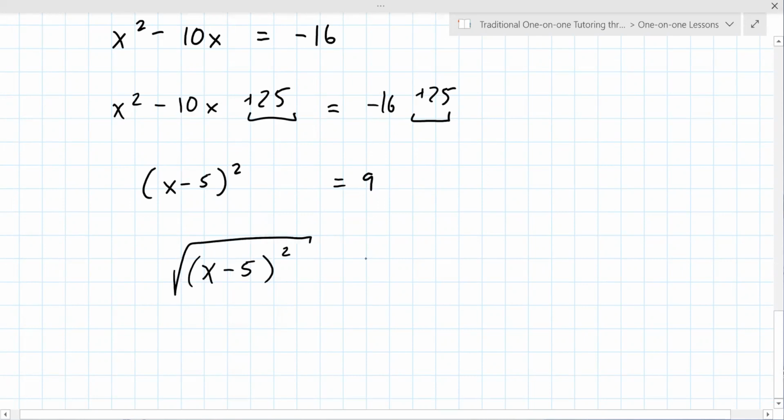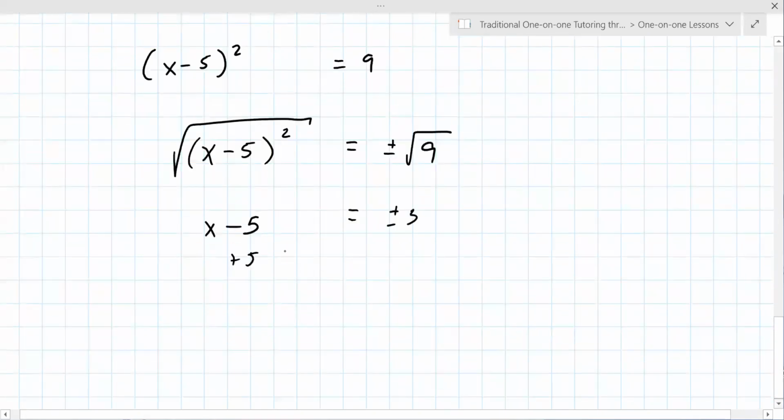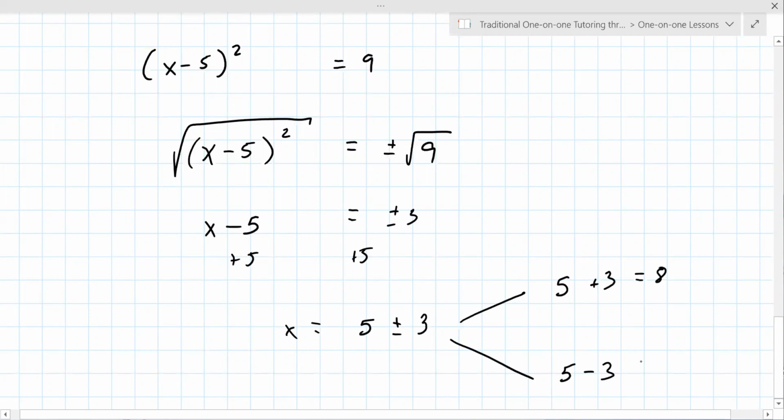You take the square root of both sides, plus or minus the square root of 9, plus or minus 3, x minus 5. And then you add 5 to both sides, and you get x equals 5 plus or minus 3. So you should get 5 plus 3, 5 minus 3, so 8 or 2. Does that mesh with your answers? Yep, exactly what I got. Fantastic.